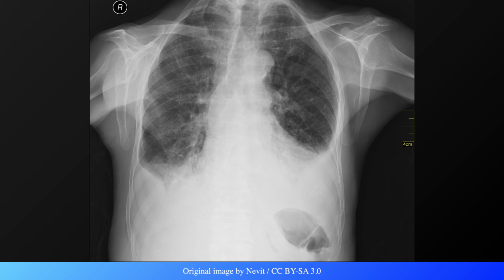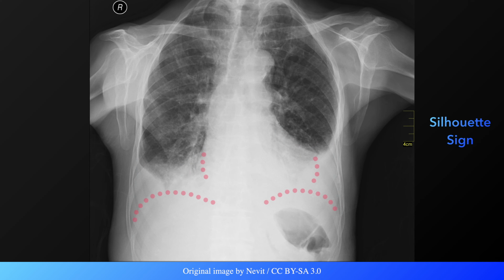This is a plain radiograph of an individual with pleural effusions bilaterally. The first abnormality that is readily apparent is the dense homogeneous opacity that is present in the costophrenic angles. Unlike with consolidation, air bronchograms are not present.